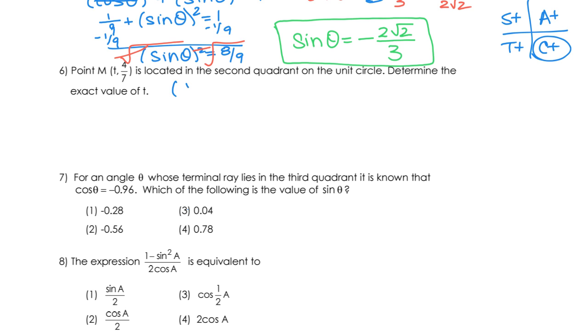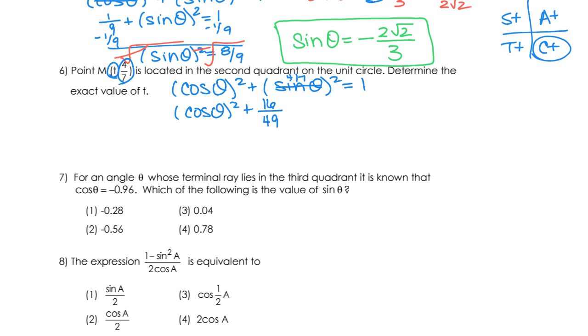So we'll write down the Pythagorean theorem, which is cosine theta squared plus sine theta squared equals 1. All right, they gave us a little bit of hidden information. So this 4/7 is representing the y-coordinate, and our y-coordinate is sine theta. So we'll replace sine theta with 4/7. And we're asked to solve for t, which is the x-coordinate, which is cosine theta. So we'll leave this cosine theta squared plus 4/7 squared. 4 squared is 16, and 7 squared is 49. Okay. We'll go ahead and subtract 16/49.